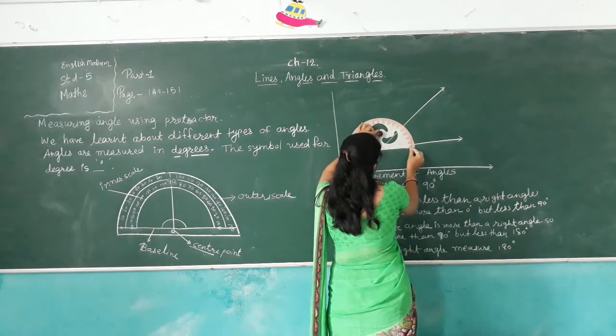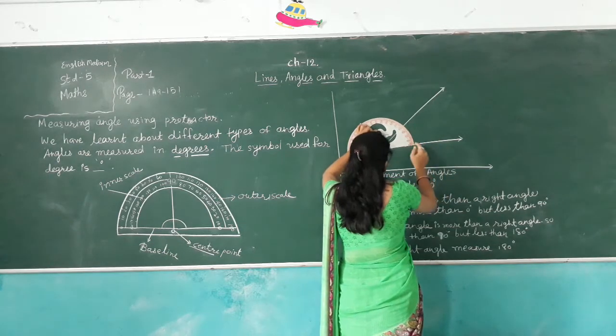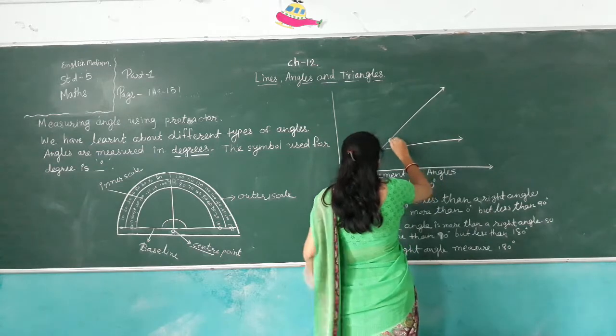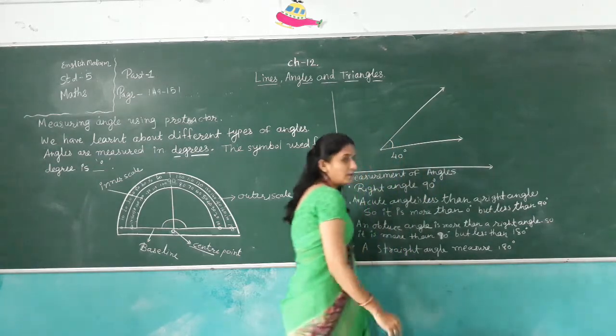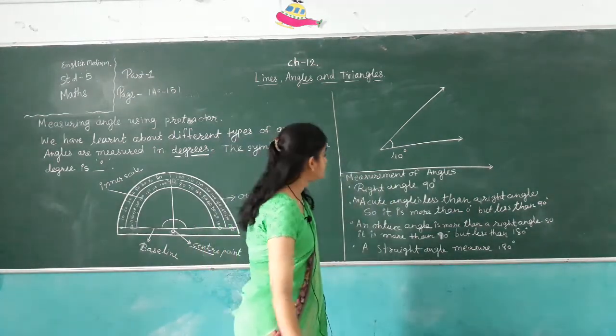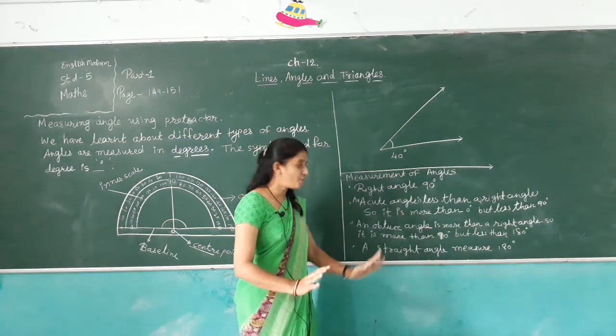Then look here, on this side of 0 we are arranging on the line. So from 0 to here is 40. So this angle's measurement is 40 degrees. This is how we measure an angle.